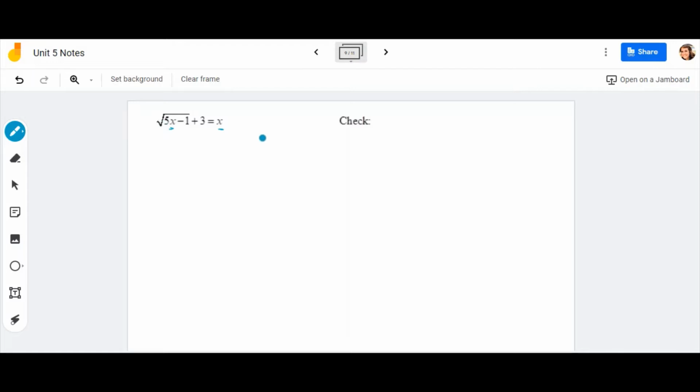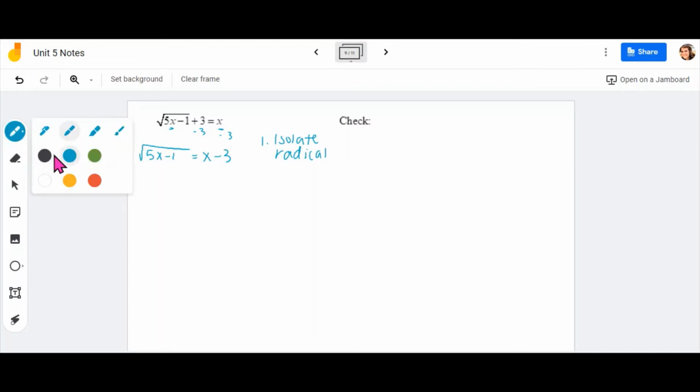So remember, the first thing we always want to do is isolate the radical sign. So I notice my radical, I see I have plus 3, so I'm going to subtract 3 from each side so that my radical is isolated. Okay, now that I just have a radical on the left side, I'm going to get rid of that by doing the opposite operation. So if it's a square root, I can square each side.